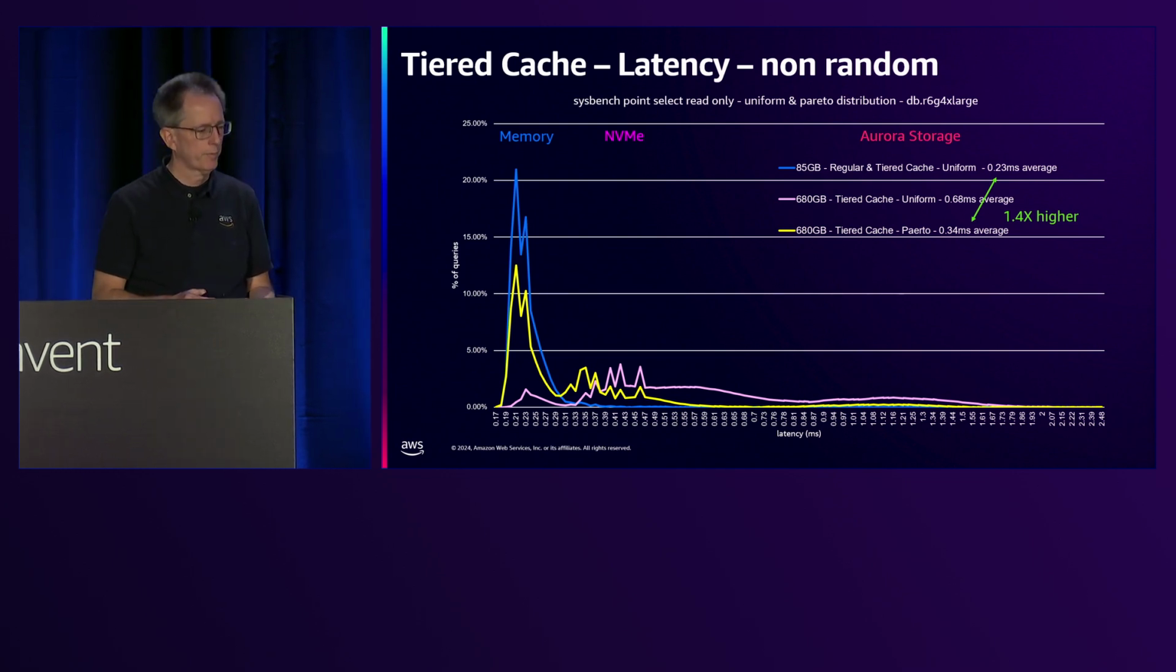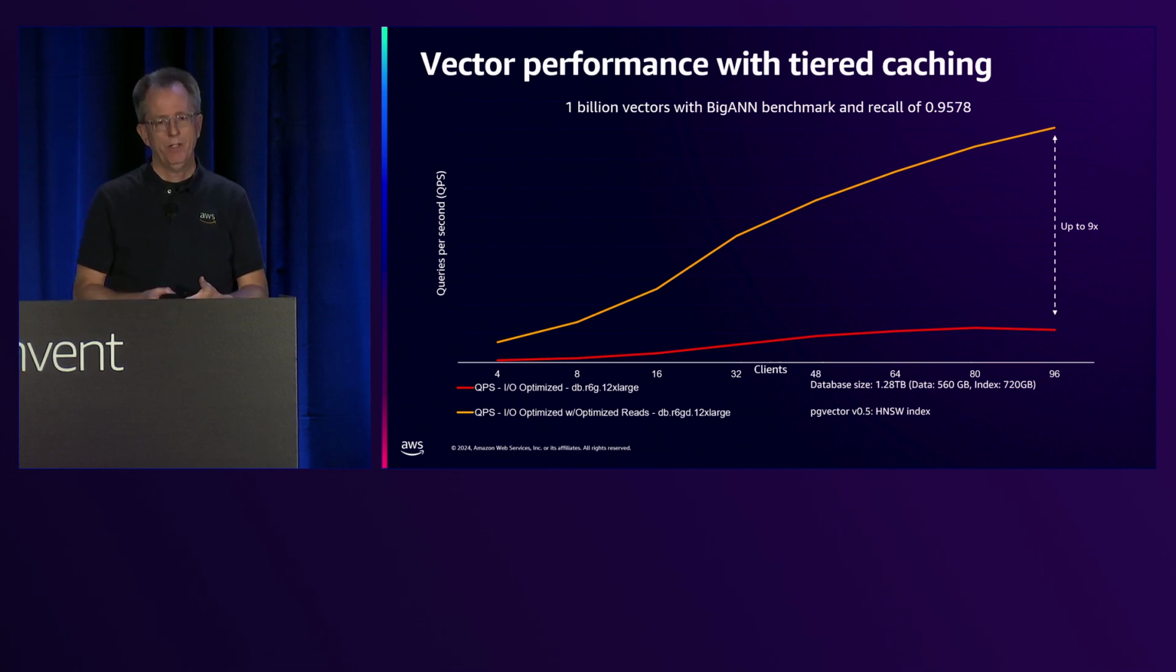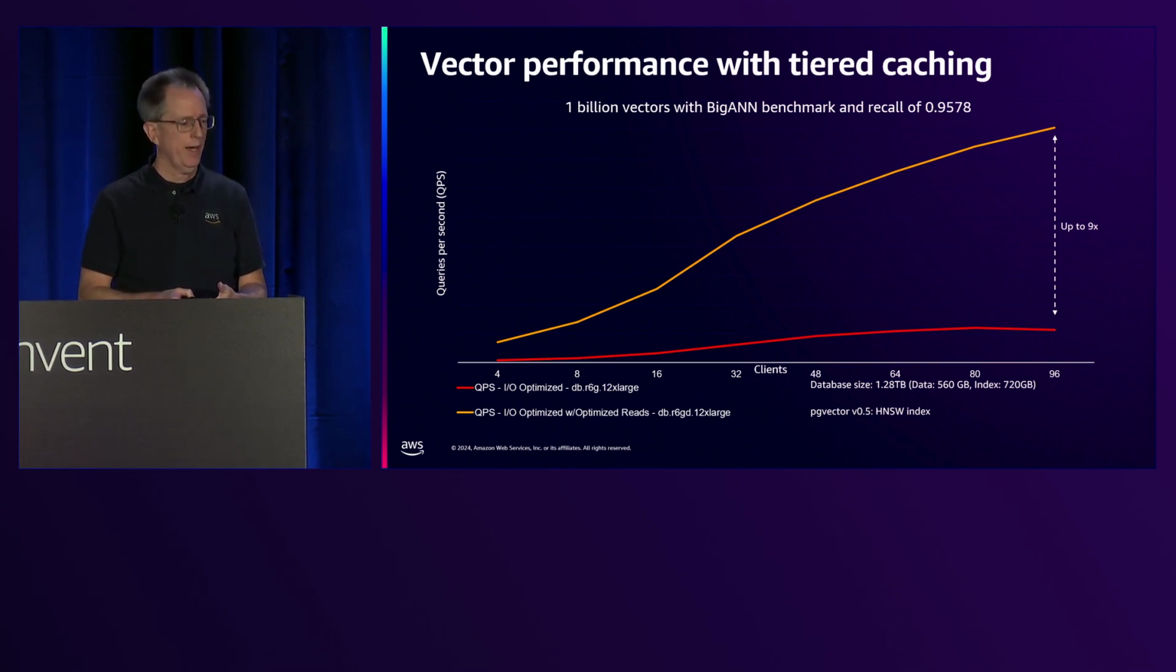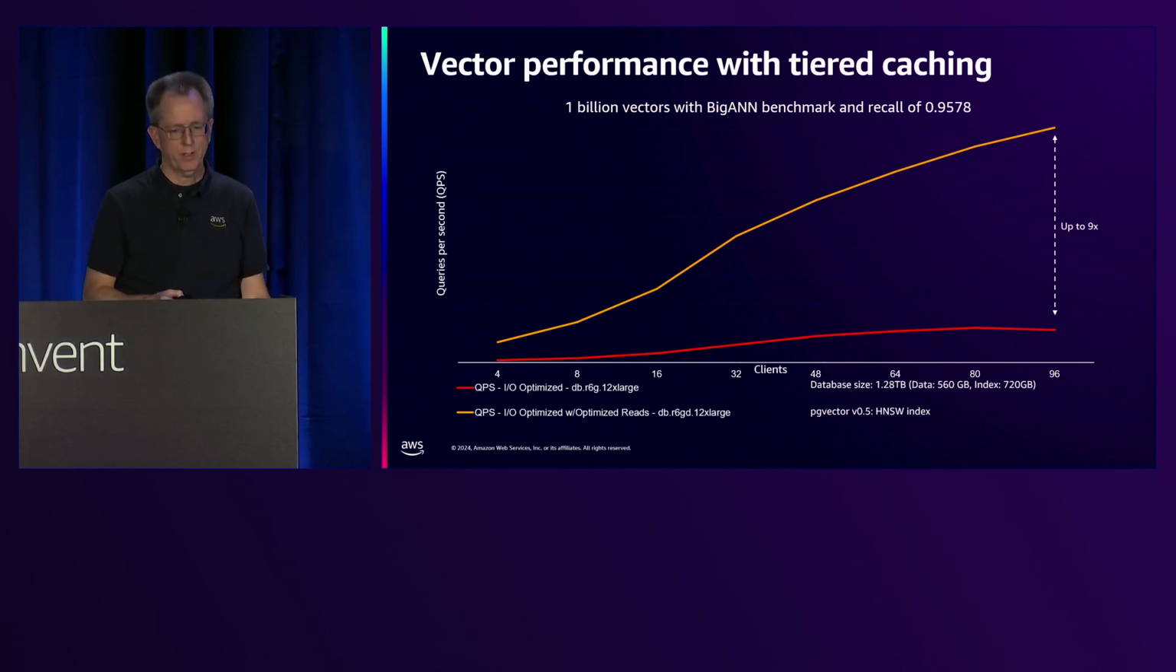Now, to give you a real use case, we ran some of our pgvector tests with tiered cache, and what we saw was by enabling that, we got up to 9x reduction in time to do some of this vector work. So this can really pay off by not having to either buy a bigger box or wait as long. So definitely if you do a lot of reading, this is a feature to check out.